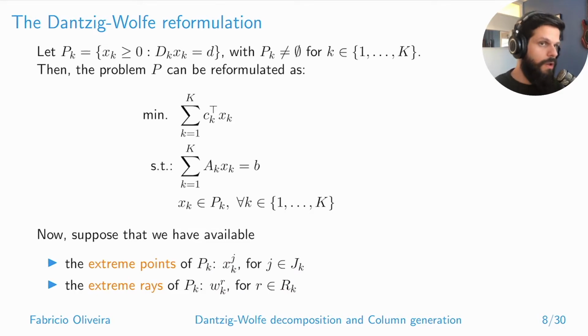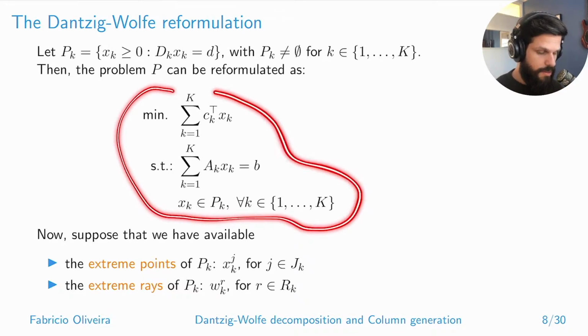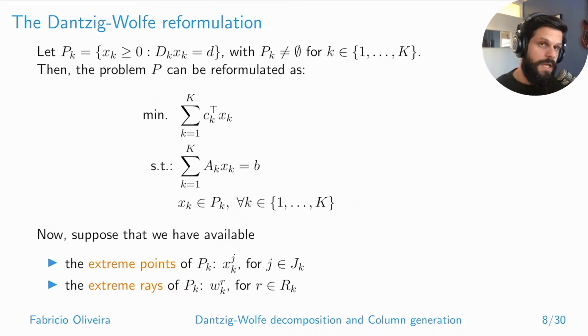So, let us have this absurd assumption first that we know every possible extreme point and every possible extreme ray of my subproblems PK. So for each PK, which is formed by that, I know its extreme points and extreme rays. Okay. If that is the case, then I can rewrite this in an implicit way such that I can somehow reobtain this separability, as we'll see in a second.